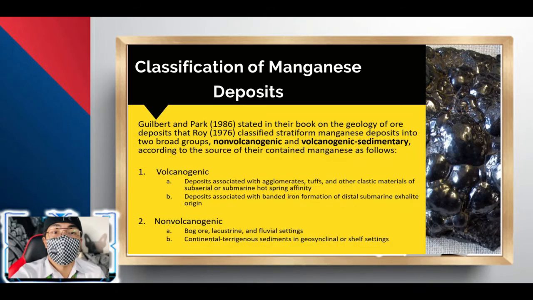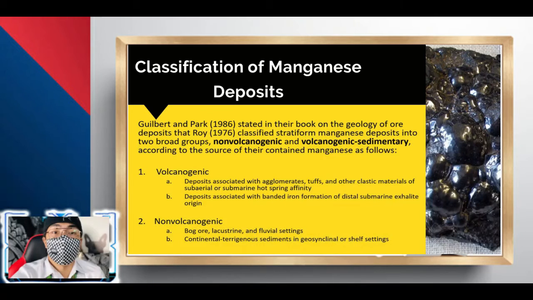In volcanogenic, we do have two associations. The first one is that deposits are associated with agglomerates, tuffs, and other clastic materials of subaerial or submarine hot spring affinity. Meaning, there is manganese that is formed with other clastic materials within the affinity of subaerial, or that it is formed on or near the Earth's land surface. The second one in volcanogenic is that deposits are associated with banded iron formation of distal submarine exhalite origin, meaning that the manganese can also be formed with banded iron formation of distal submarine exhalite, that it can also be formed in sites located away from a specific area.